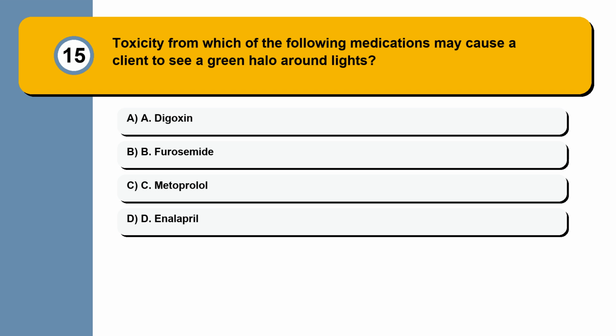Question 15. Toxicity from which of the following medications may cause a client to see a green halo around lights? A. Digoxin. B. Furosemide. C. Metoprolol. D. Enalapril.